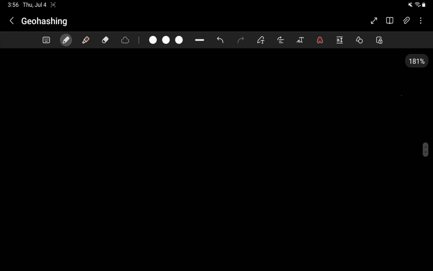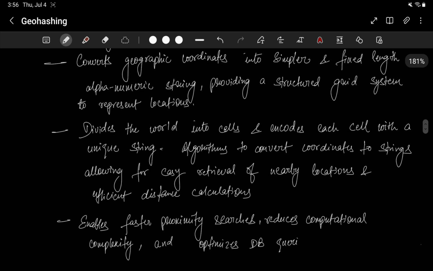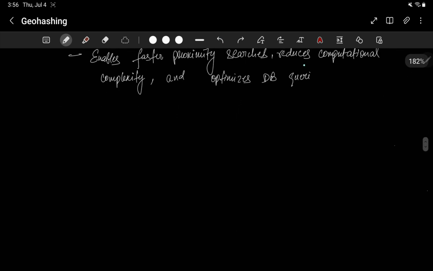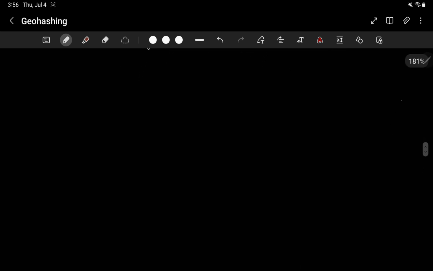Let me show you now how it helps. Let's take some examples. First, I'll show you what is the encoding, as I talked about here, that it encodes each cell with a unique string. What is this unique string? Okay, so let's see some examples. Let's take the example of New York.